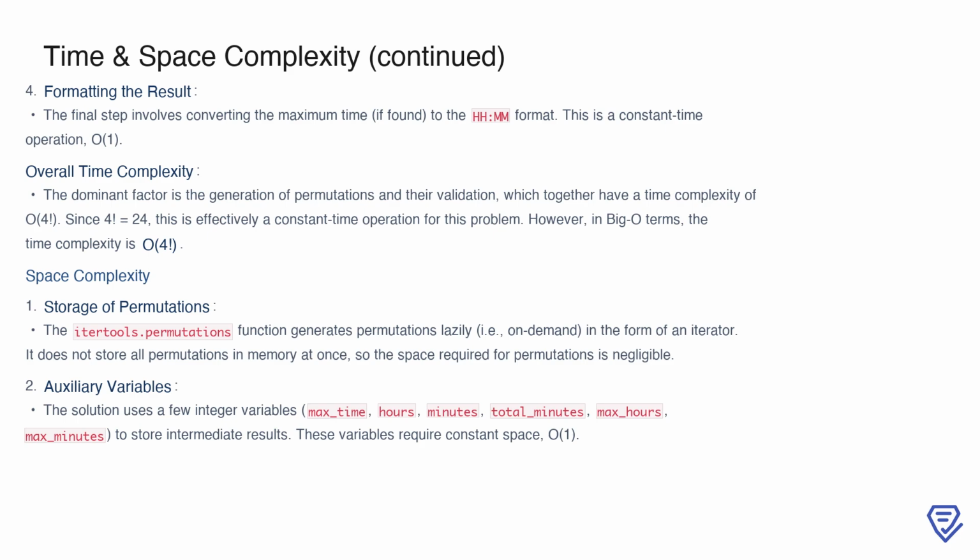Now, turning to space complexity, we begin by looking at the storage requirements for permutations. The itertools.permutations function generates permutations lazily, meaning it doesn't store all permutations in memory simultaneously. As a result, the space required for permutations is negligible. Additionally, the solution uses a few integer variables, such as max_time, hours, minutes, and others, to store intermediate results. These variables require constant space, or O(1).